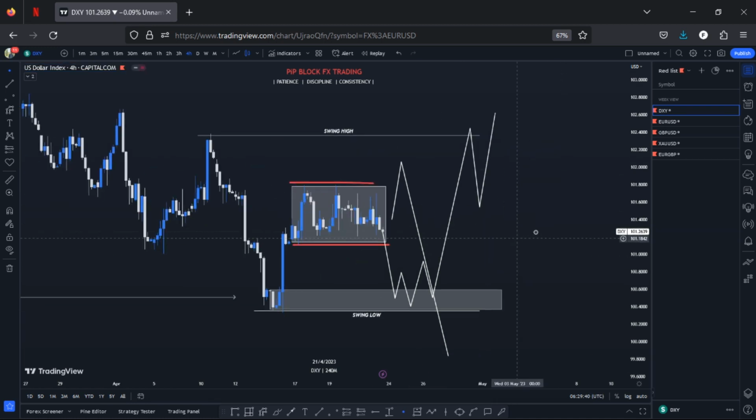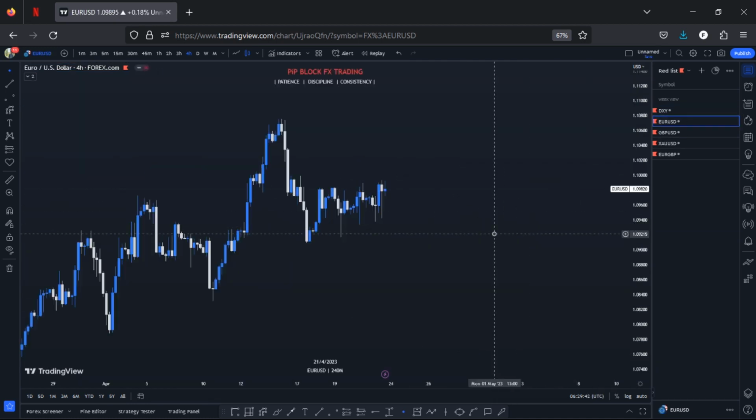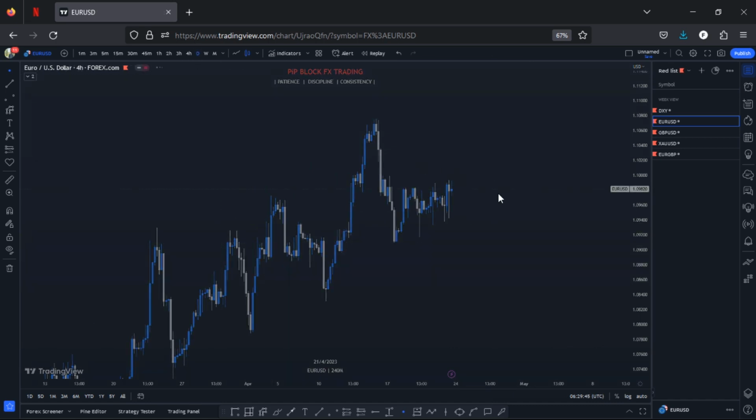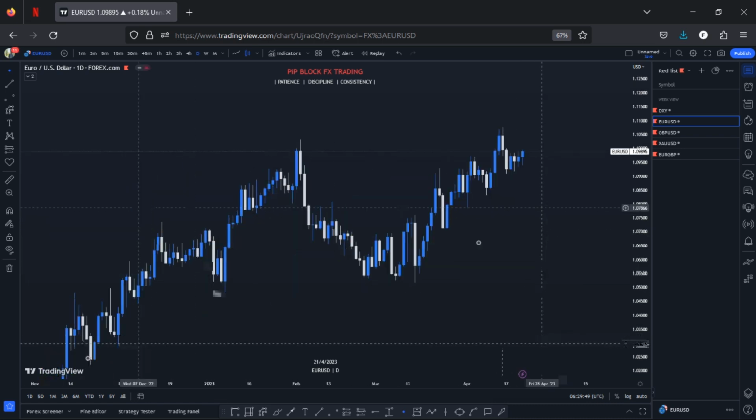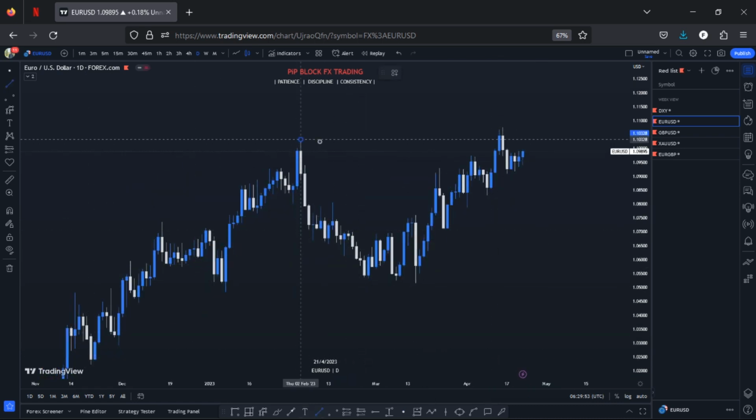All right, so let's go to our next pair, which is Euro USD. On the daily time frame, what do I have for Euro USD? We can see Euro USD has been very bullish. We had a major break of structure right here.